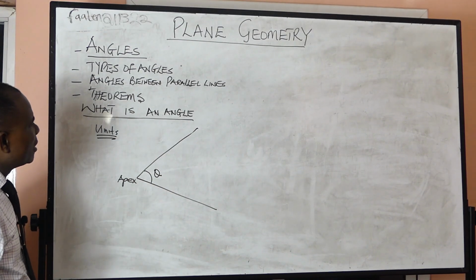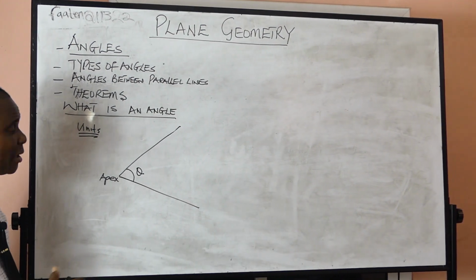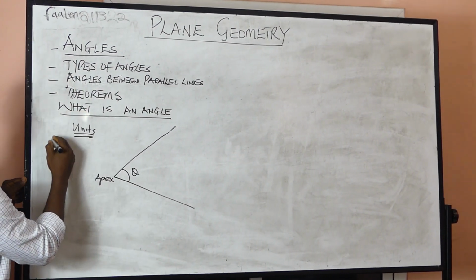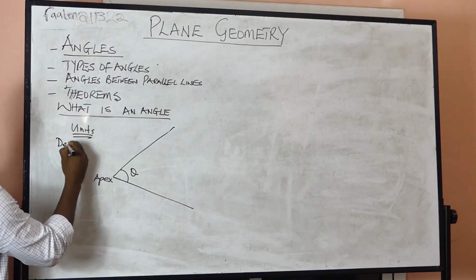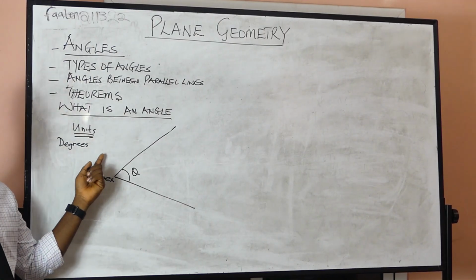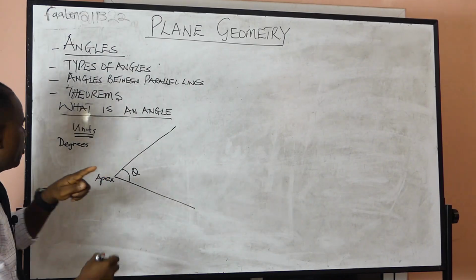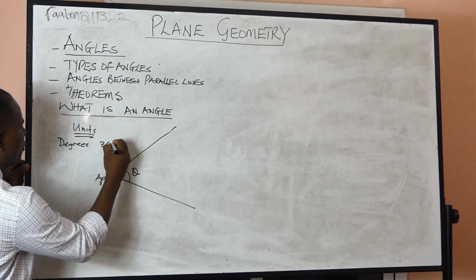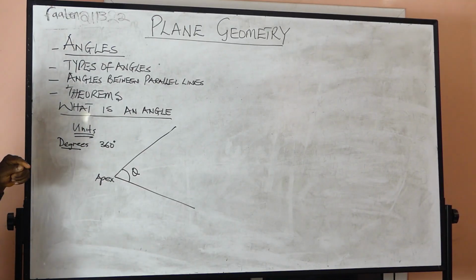The units we use to measure the space between two lines, which is called an angle, first is the common unit which we have on our calculators: degrees. We look at the angles in a circle. We know that in terms of degrees, the angles in a complete circle give us 360 degrees. So one unit of measurement of angles is the degree.